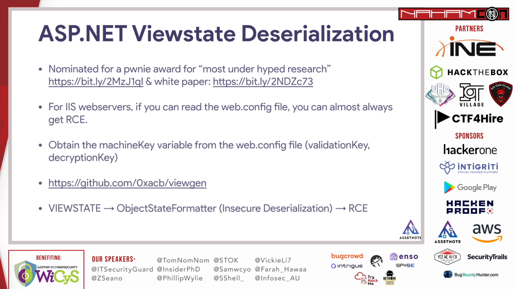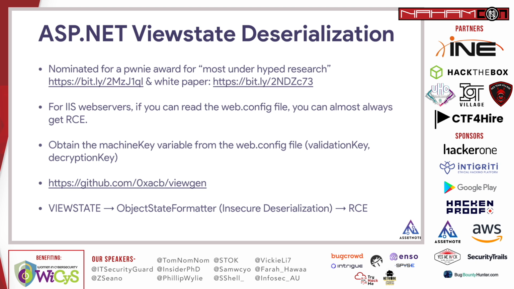But essentially what you can do on IIS servers is, if you can read the web.config file, you can almost always get RCE, which is insane. I can't think of other web servers where having one vulnerability leads to a more severe vulnerability reliably, which is also one of the reasons I love hacking IIS. And from my experience, it's a very simple process.